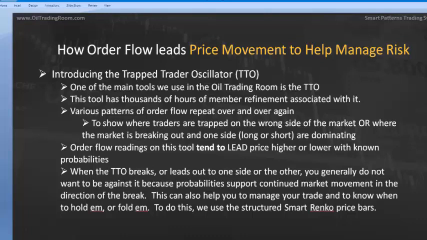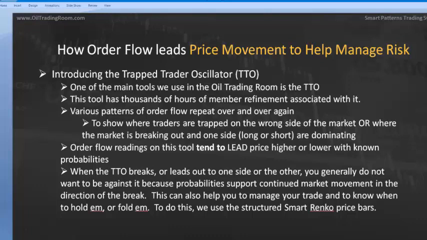Various patterns of order flow repeat over and over again all day long, trapping traders on one side or the other. We're going to look at some screenshots of these in a minute. It can show you where traders are trapped on the wrong side of the market, or where the market's breaking out and one side or the other is dominating, long or short. Order flow readings on this tool tend to lead price higher or lower with known probabilities. So it tends to happen before. We'll look at some of those patterns too.